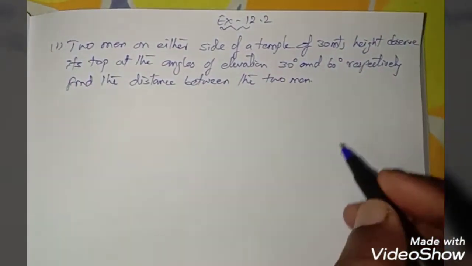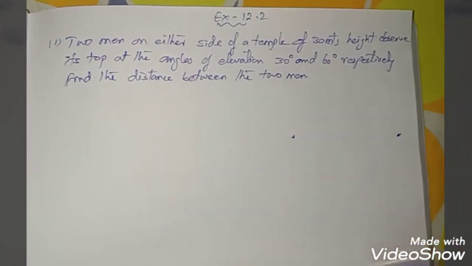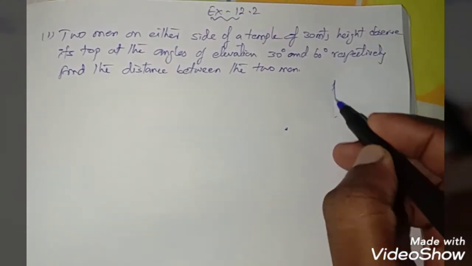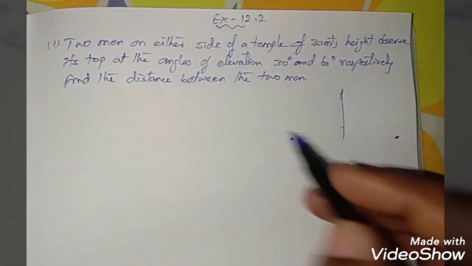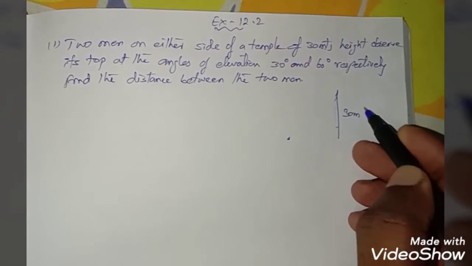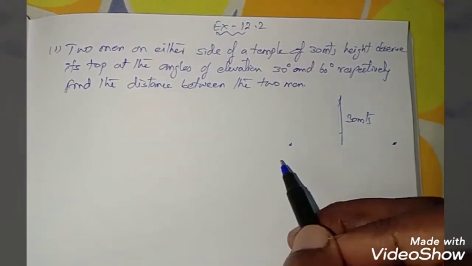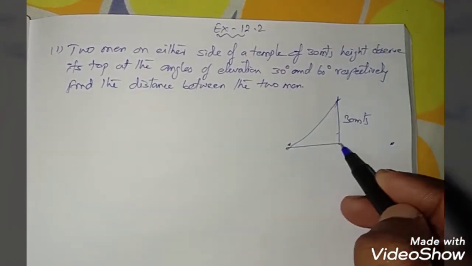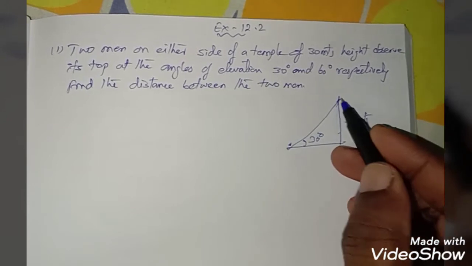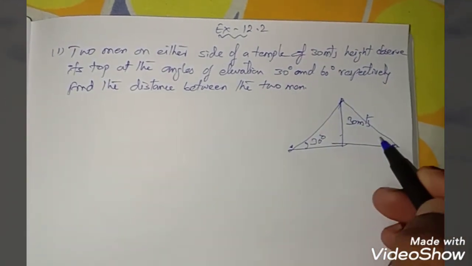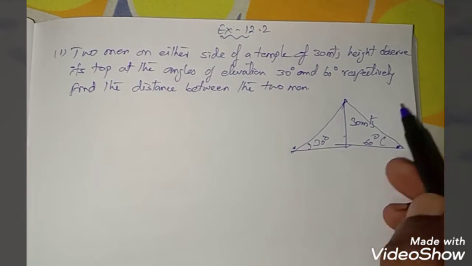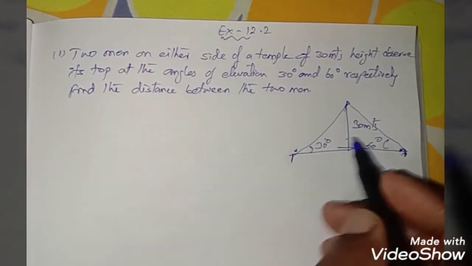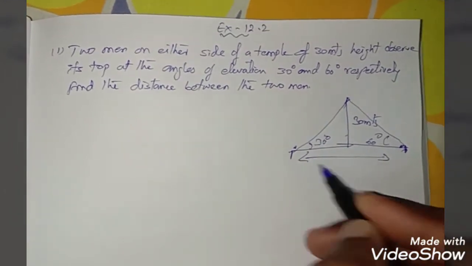So here two men are standing on either side of a temple. Suppose a temple of height 30 meters is standing in between these two persons, and these two men are observing the top of the temple at an angle of 30 degree and the second angle is given as 60 degree. Now what you have to find is the distance between the two men.